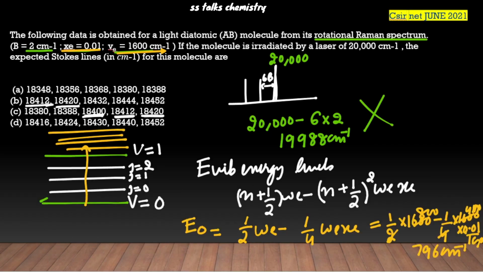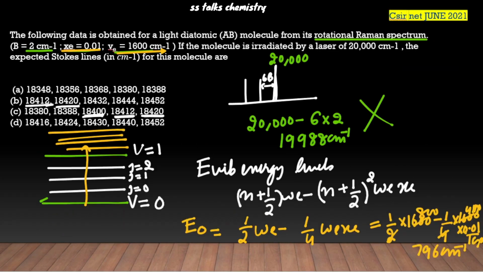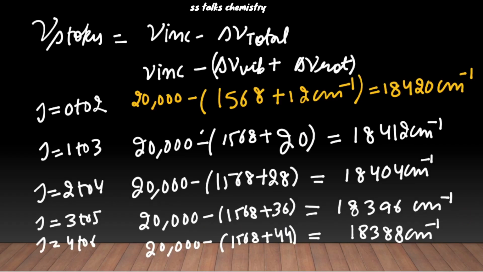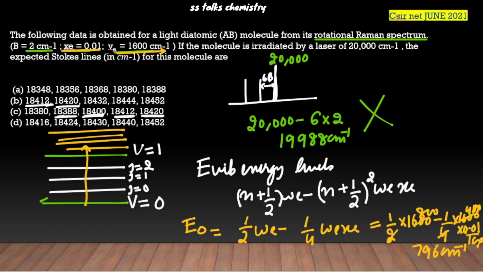The next one, if you see, is 18396. That value is not given, no worries. Next it is at 18388. So you can see in this the value we are having. In the above one, the 18388 value we are not having, right? Next value you see is 18380. Again you see in option C it is given. So that means all the Stokes shift lines given in option C are matching, right?